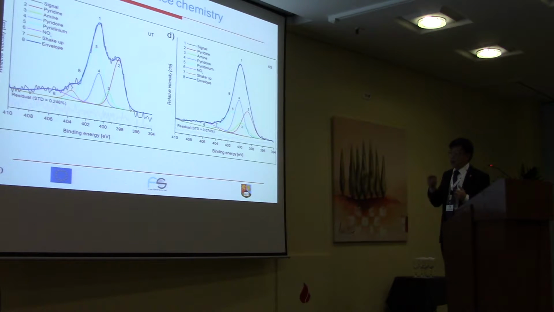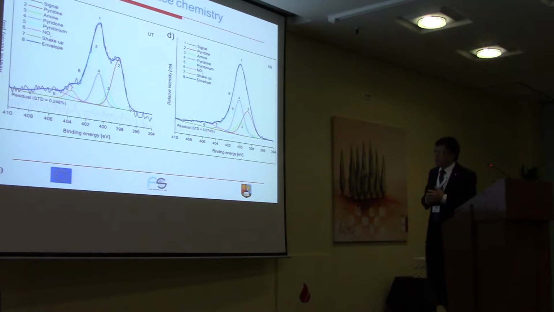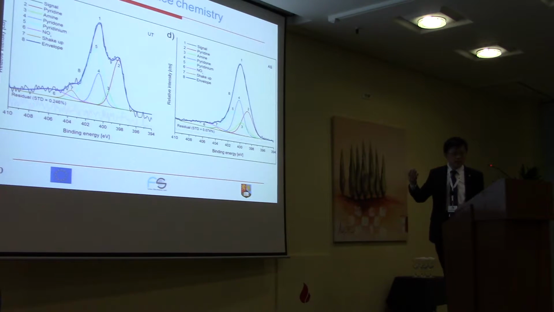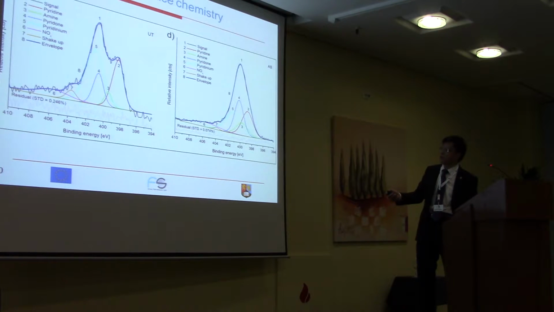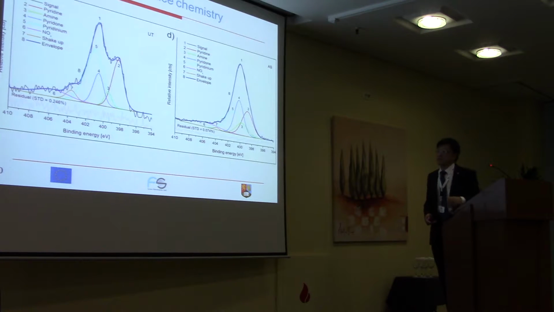We have done some more high-resolution spectra, and if you compare these two, again, the left-hand side is for untreated, and the right-hand side is the active screen plasma treated. If you look at the intensity and the shape of these peaks, there are significant changes, especially for peak 3 and peak 4. The intensity change is significant. So that means the surface chemistry has been changed by active screen plasma treatment.